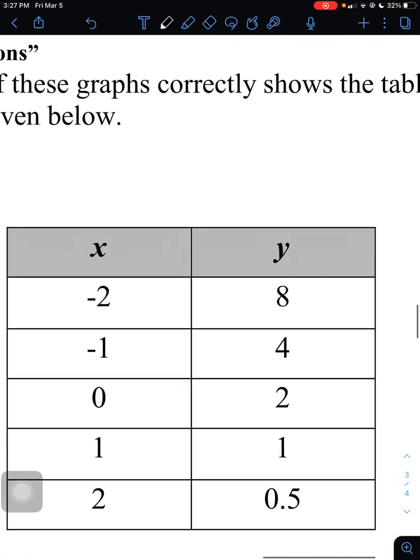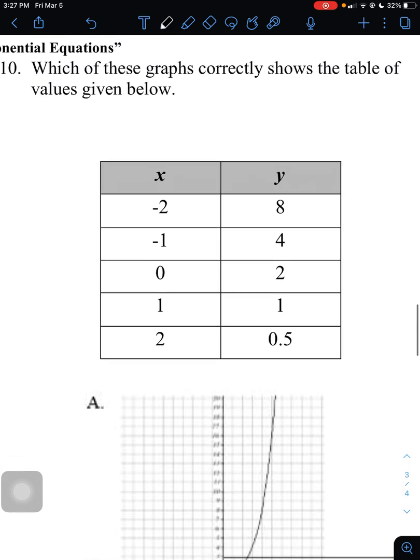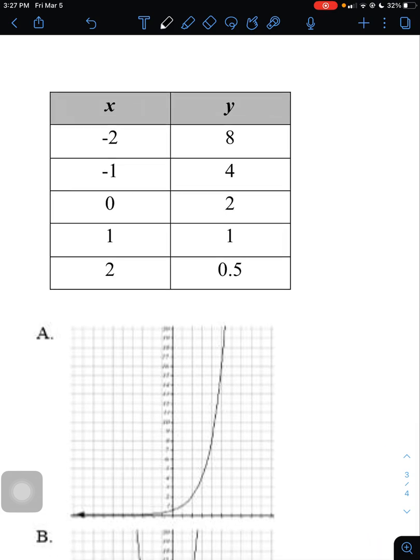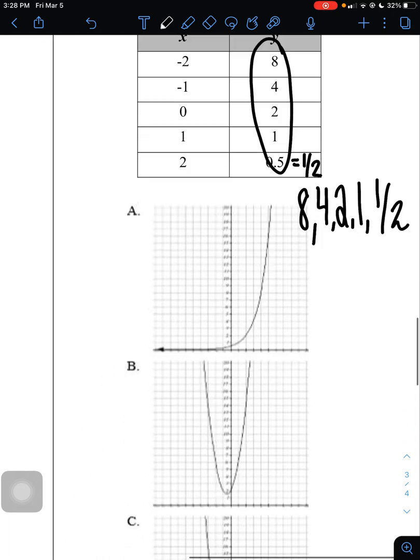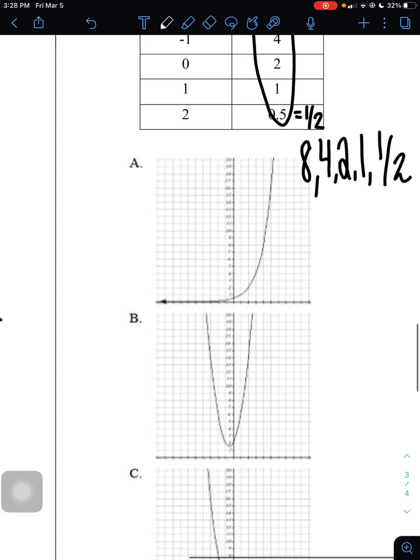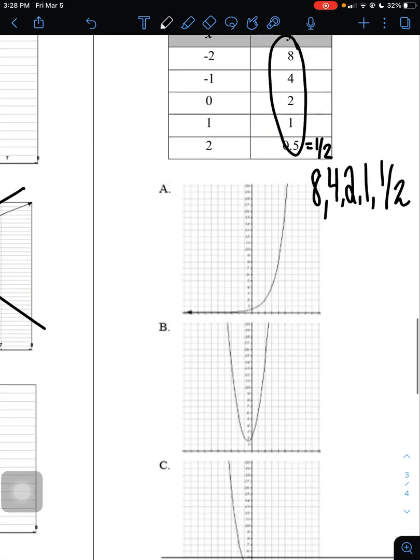Okay. Last question. Which of these graphs correctly shows the table of the values given below? So I want us to take a look at here at these y values. And I'm going to list them out to make it a little bit easy for you guys to see. Because 1/2 is the same thing as 0.5. So I just kind of wrote it as a fraction. So are these values getting bigger over time, or are they getting smaller? Hopefully you guys said they're getting smaller. Since they are, I'm going to want to have a graph that's decreasing.